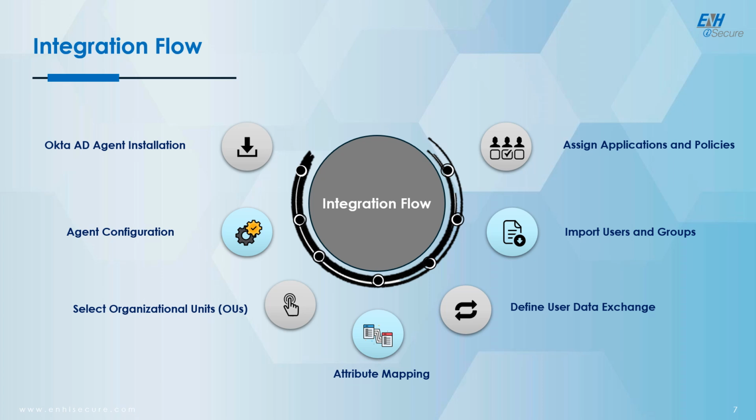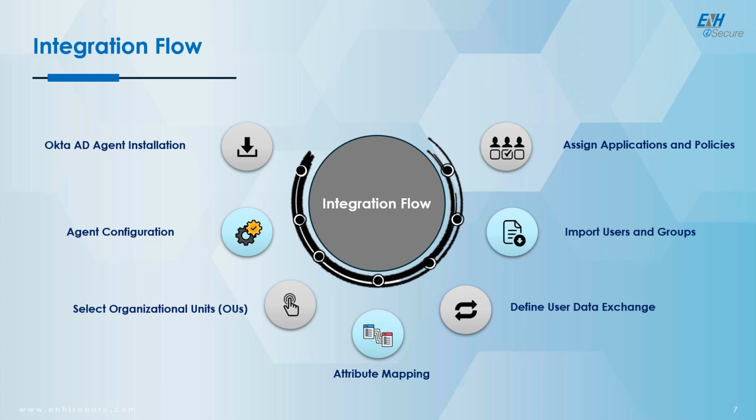Fourth, attribute mapping. Configure which user attributes, for example username, email addresses, etc., you wish to import from AD into Okta. This ensures that the user profile in Okta reflects the necessary information from AD. Fifth, define user data exchange. Specify how and when user data is exchanged between Okta and AD.